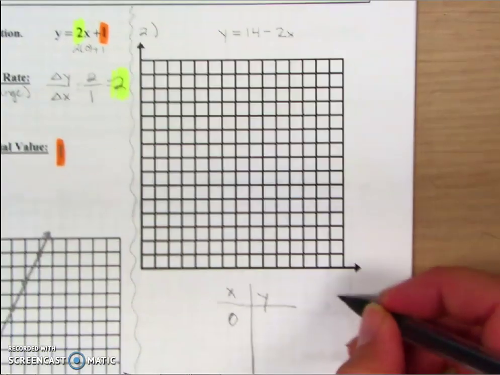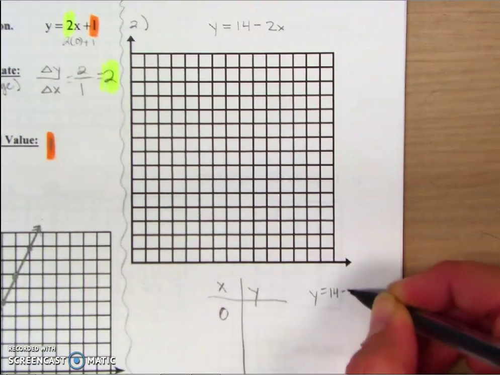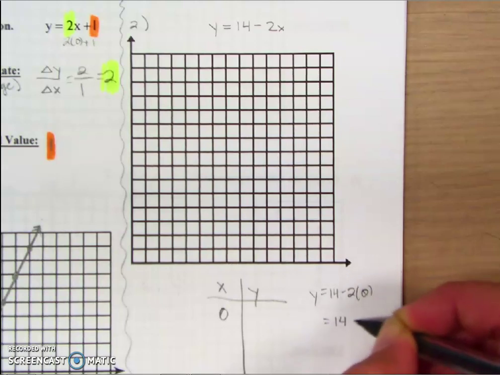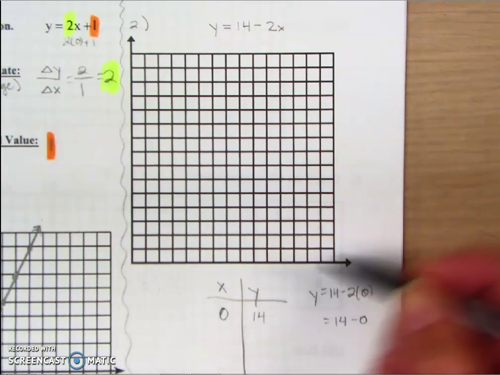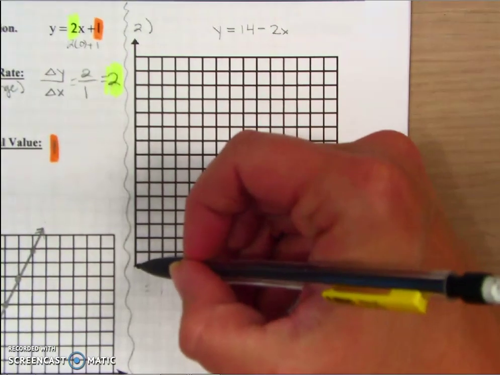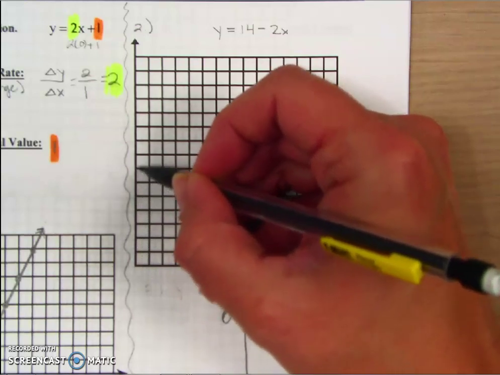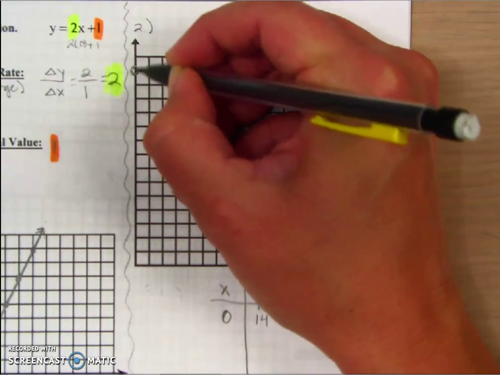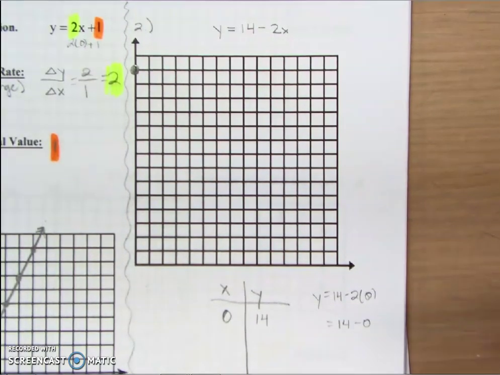All right, if I were to plug in 0 to this equation, and we did see this one yesterday, I would have 14 minus 2 times 0. So that means I would have 14 minus 0, which is just 14. So that tells me this graph is going to start at 0 up at 14. 1, 2, 3, 4, 5, 6, 7, 8, 9, 10, 11, 12, 13, 14. So it's starting up there at 14, and then I just add in more points to check.